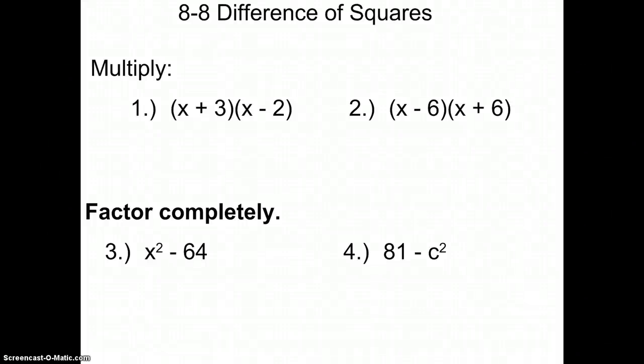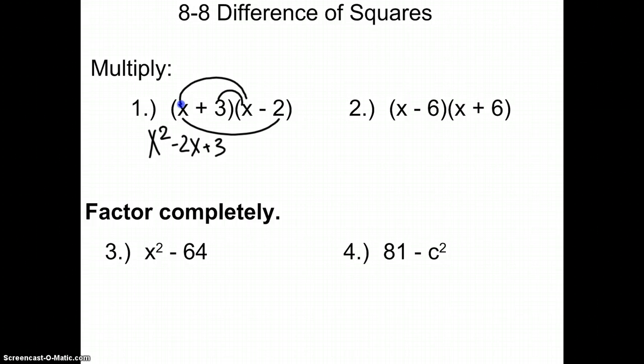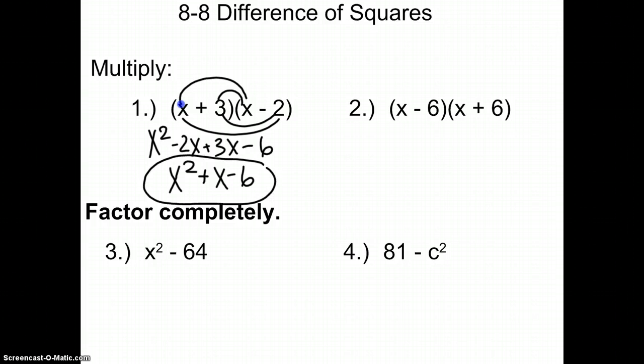So today we're going to learn about difference of squares, and we're going to start out by multiplying, FOILing them out. So we do first, it was x squared, outer minus 2x, inner plus 3x, last minus 6, and we combined our like terms. So we have x squared plus x minus 6, and you should all know how to do that.